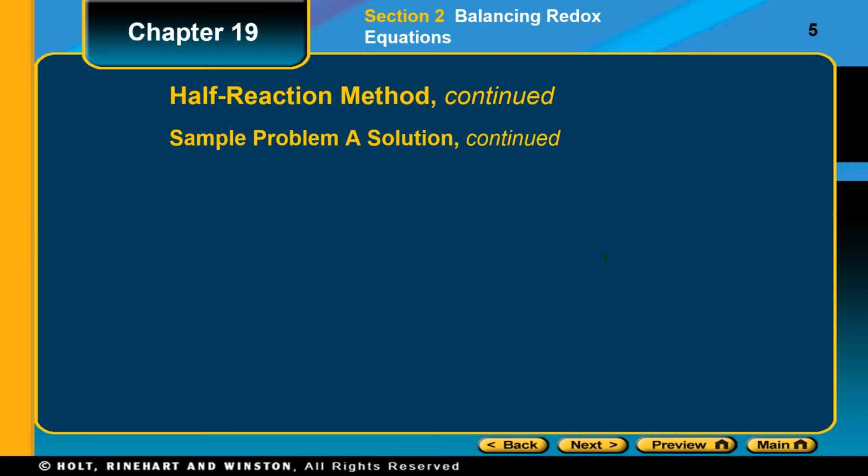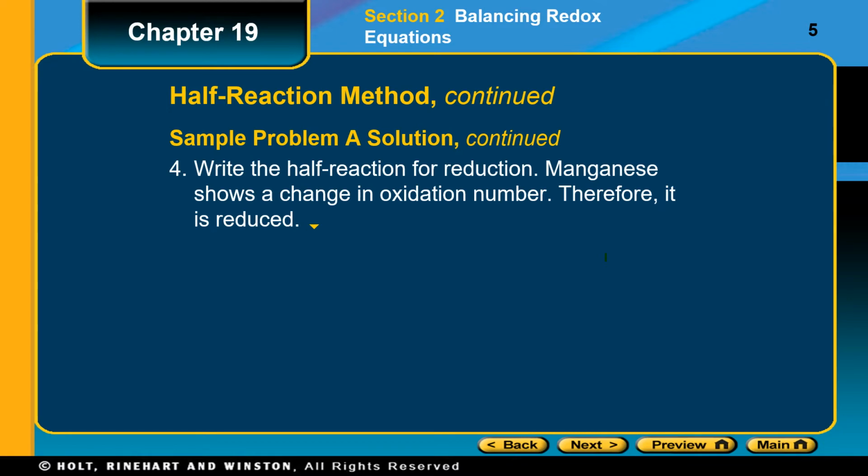Okay, now we're going to do the reduction half reaction, and manganese shows a change in oxidation number, and it has been reduced. It's been reduced from a plus 7 to a plus 2, and we have to bring along the oxygen since manganese is part of permanganate. So we're going to have to adjust things because of that.